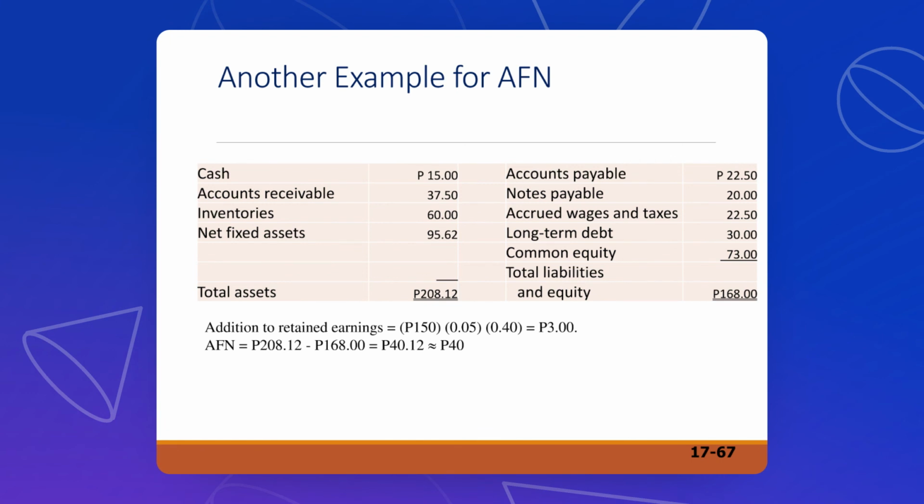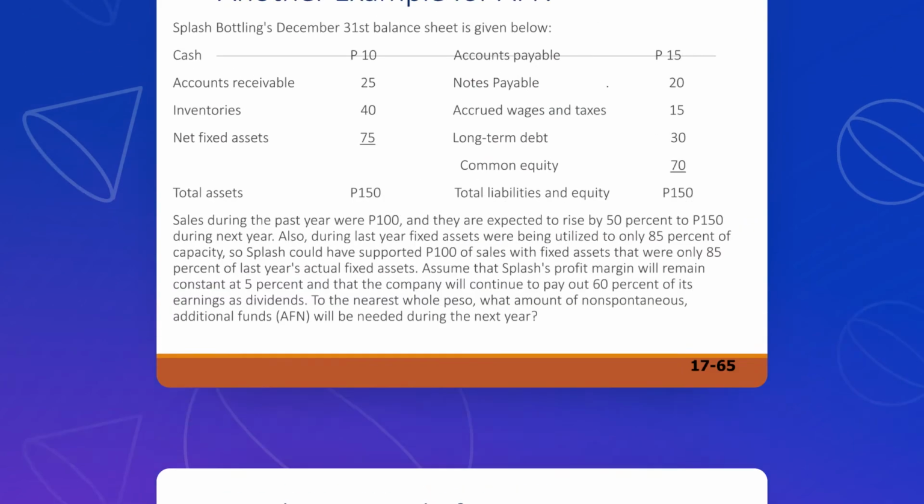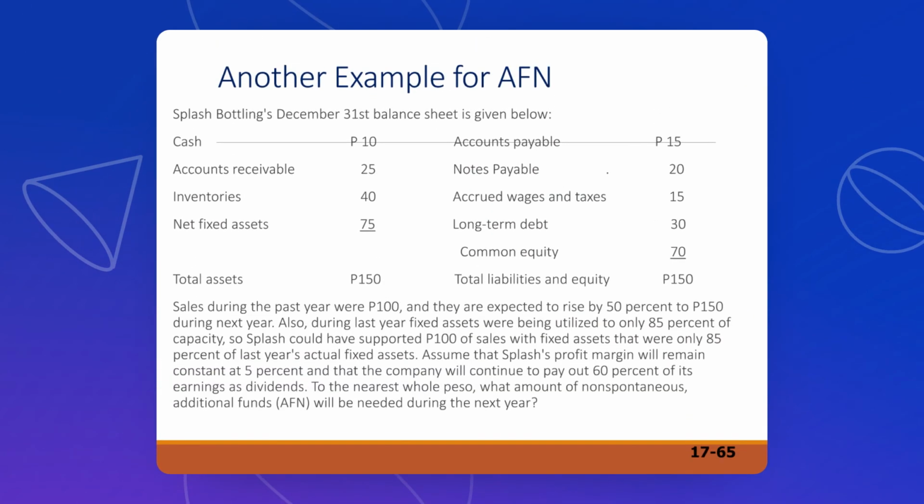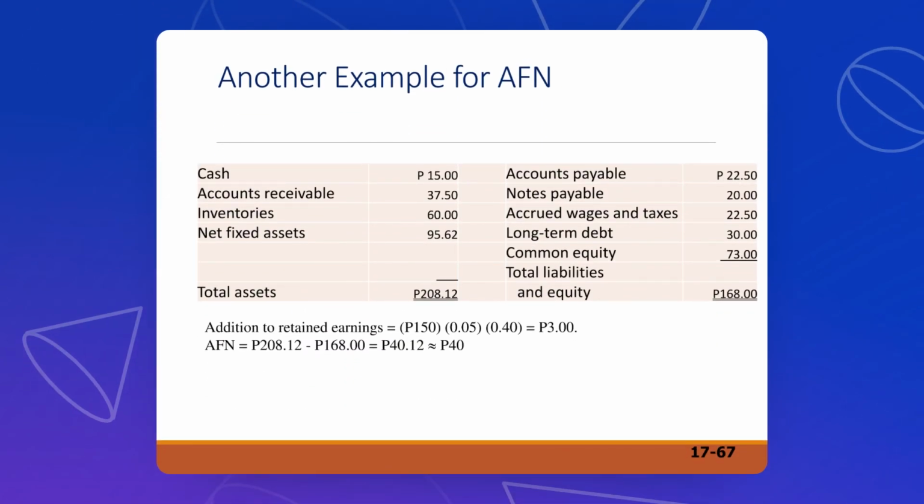Accounts receivable is the same. Accounts receivable is 25 divided by 100, which is 25%, times 150. So 150 times 0.25, you have here 37.5. Right? Yes. And so on and so forth. Once you have those, class, just subtract total liabilities and equity from the assets, and the answer here is 40. But of course, you should also have the addition to retained earnings.